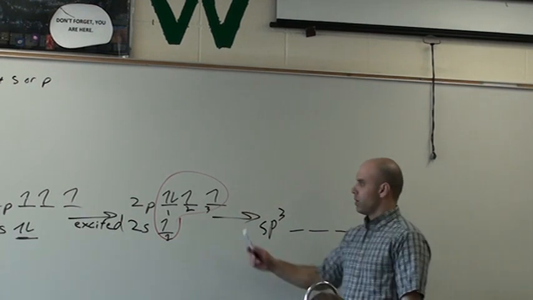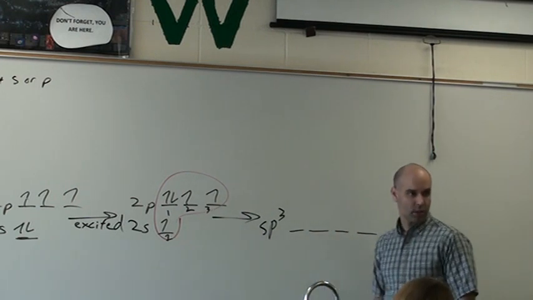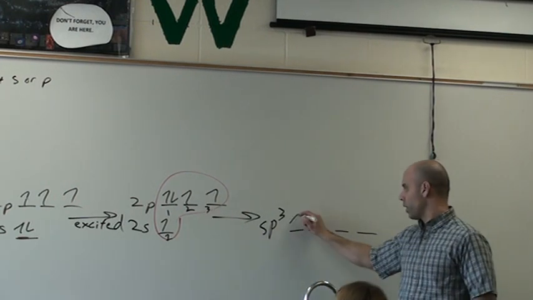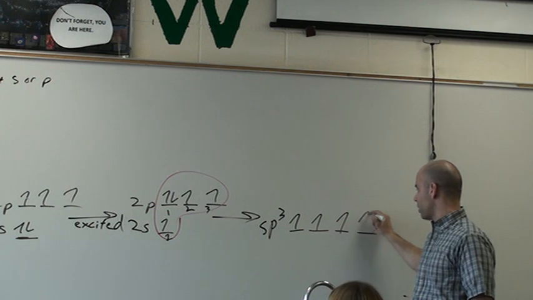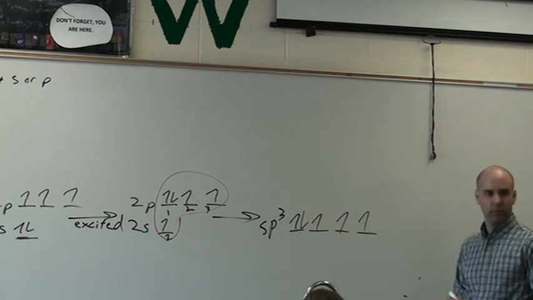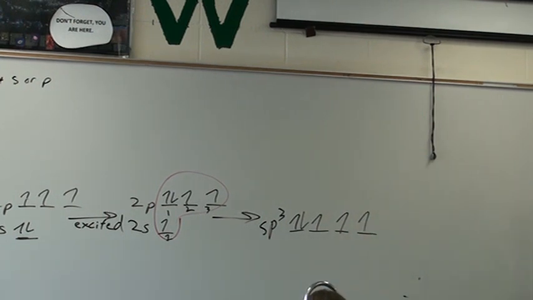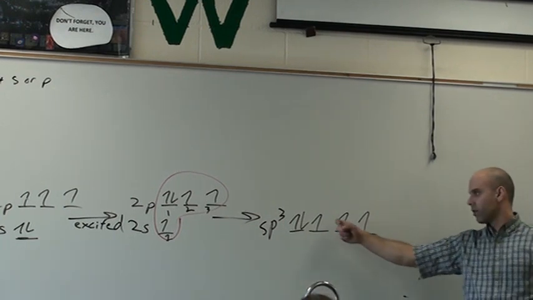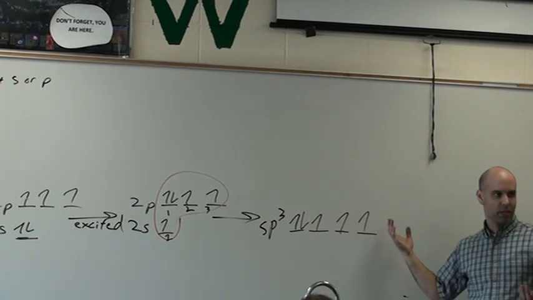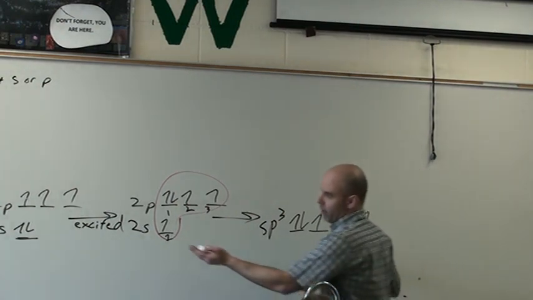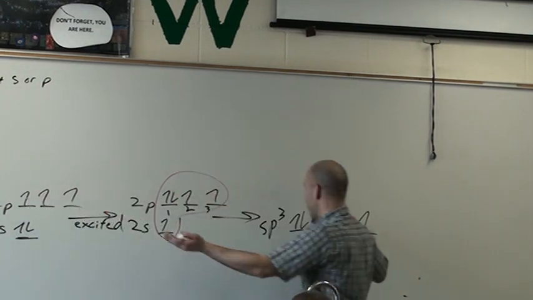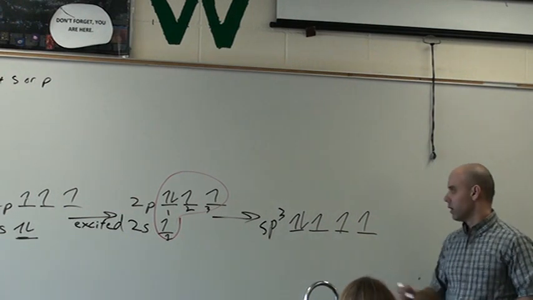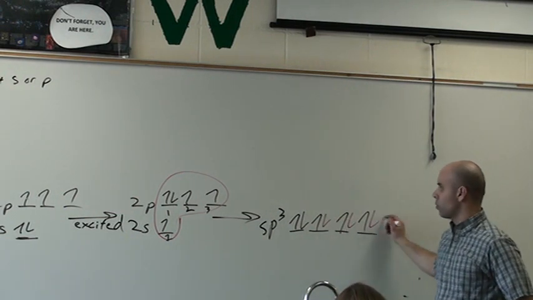But now I have 2, 4, 5 electrons. So I put 1 electron in each orbital before I double them up. And how many unpaired do I have? 3. So basically, the beginning and the end are the same. We started with 3 unpaired, we end with 3 unpaired. So I'm going to need 1, 2, 3 more.